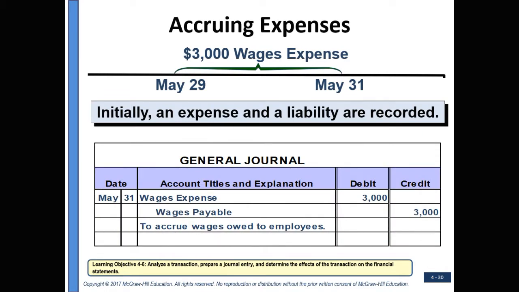Wage expense is debited for $3,000 to reflect an increase in the wage expense account. Wages payable is credited for $3,000 to reflect that liability, that obligation, the owing of that amount to the employees. The $3,000 increase in the wages payable account records an increase to the liabilities that must be paid at some time in the future.